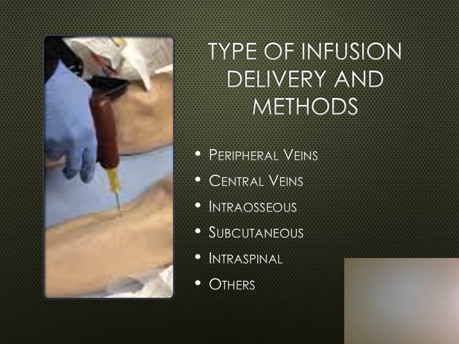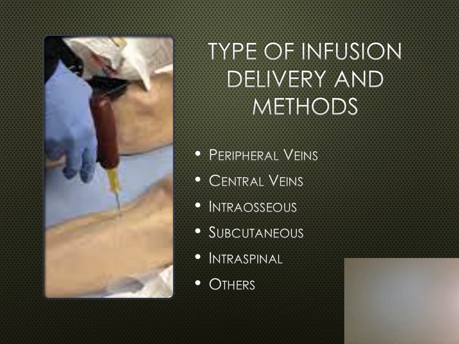There are different types of infusion and delivery methods. We can go through the peripheral veins, the central veins. We can do an intraosseous, which is referred to as an IO, and that's used for rapid access in emergent life-threatening situations if we're unable to obtain peripheral vein access.